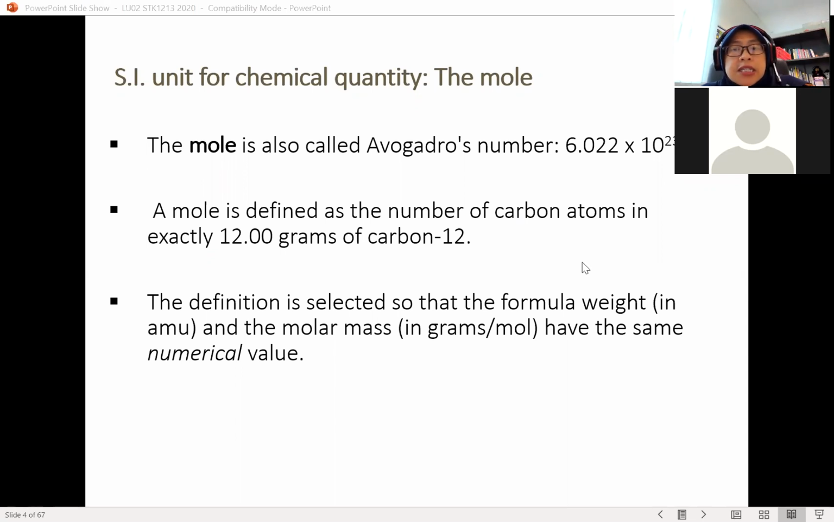Okay, so the definition is selected so that the formula weight in AMU and the molar mass in gram per mole have the same numerical value. For example, for carbon, the molar mass is 12 gram per mole, but it is also the same value for the AMU unit, which is 12 AMU. So mole is the SI unit for Avogadro's number. Okay. 1 mole is equal to this value.